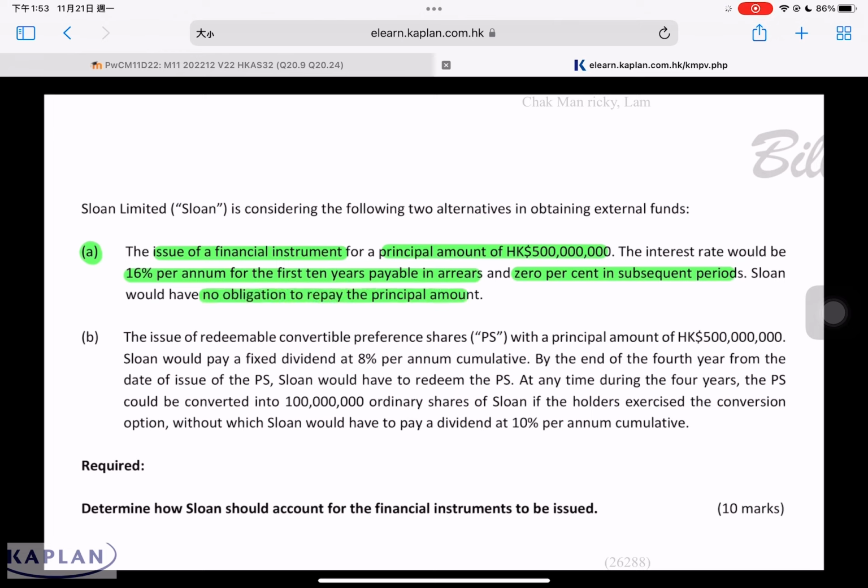For every examination question, issue, requirement, comments. You must identify what's the issue, and you must provide the relevant requirement. At the same time, you must provide relevant comments, how this affects our financial statements, in particular, how this affects profit and loss, and how this affects our statement of financial position.